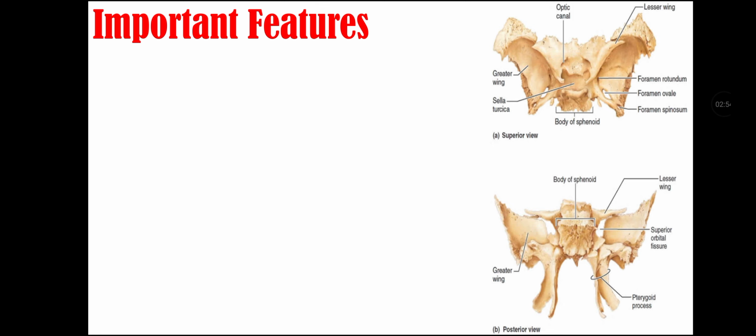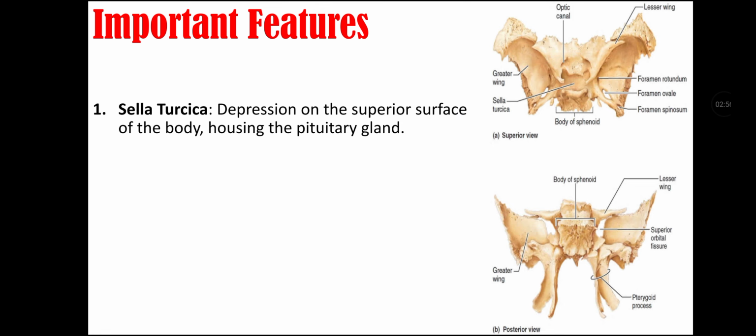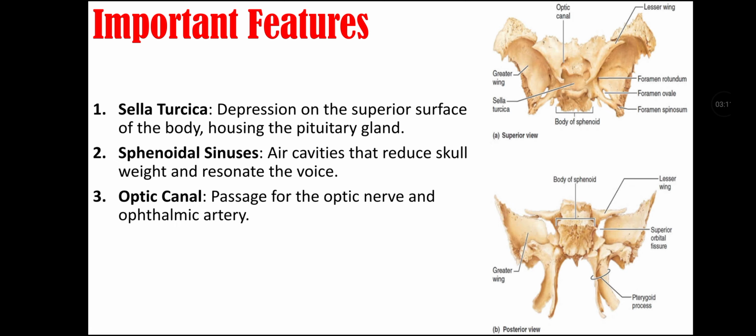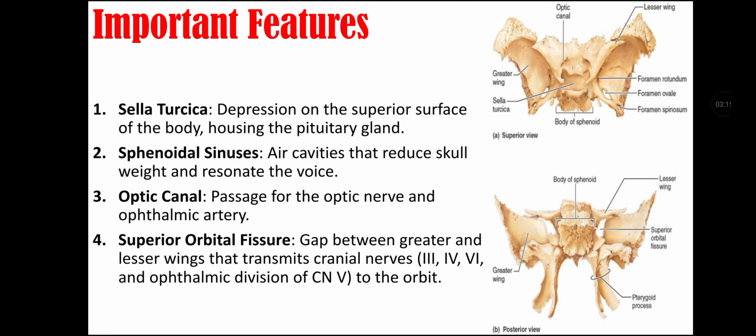Important features of sphenoid bone. First is sella turcica. It is a depression on the superior surface of the body of sphenoid bone that houses the pituitary gland. Second feature is sphenoidal sinuses that are air cavities that reduce skull weight and resonate the voice. Third feature is optic canal that are passage for optic nerve and ophthalmic artery.